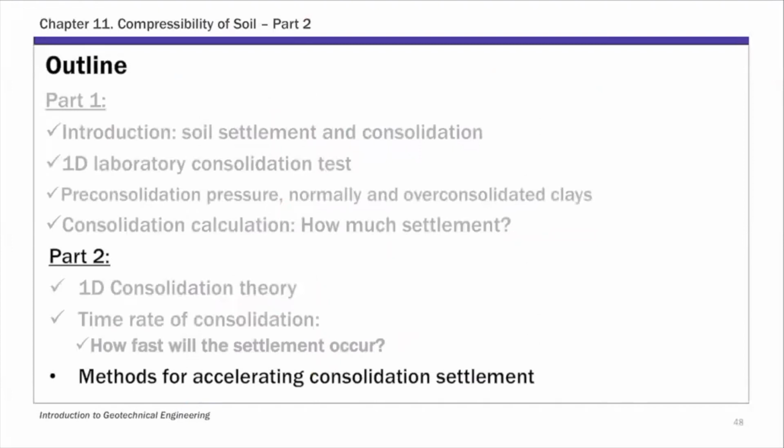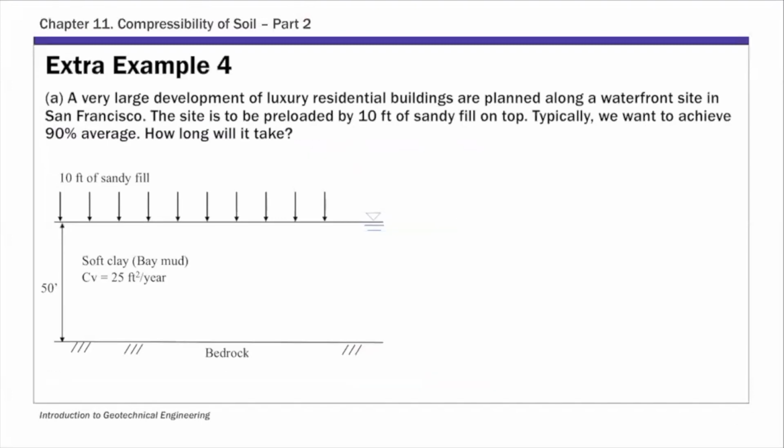As I mentioned for today's lecture, I want to focus on this last topic here. This is how do you accelerate consolidation settlement. To introduce these different types of methods, I want to use this example here. So this is actual example 4.